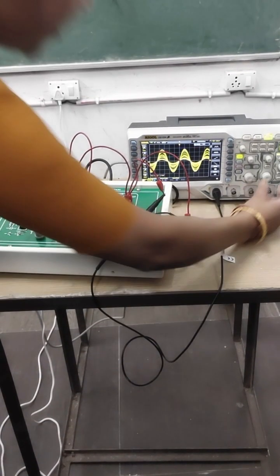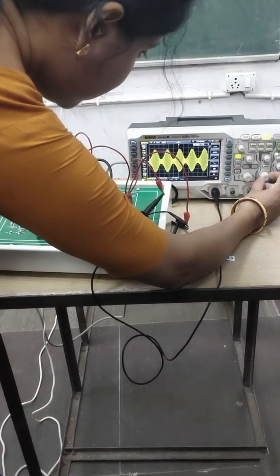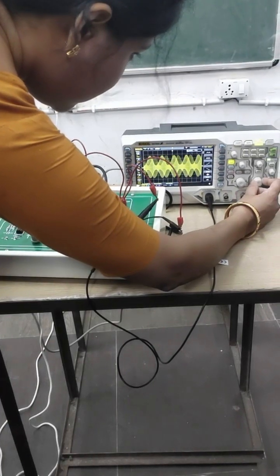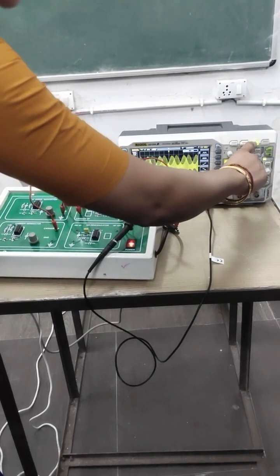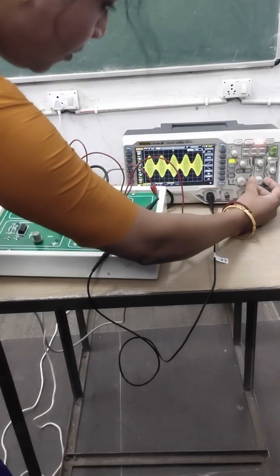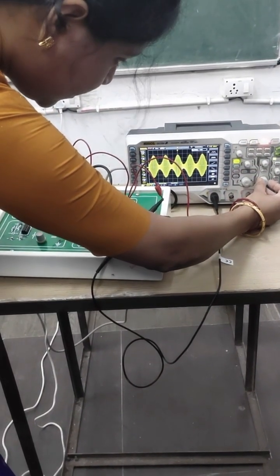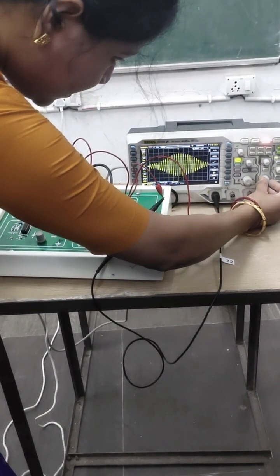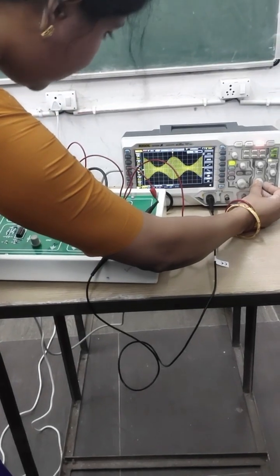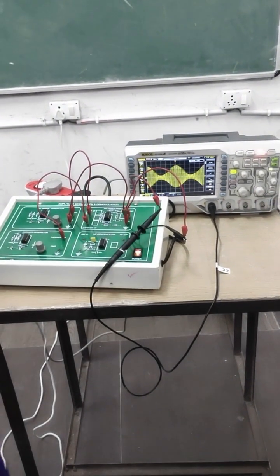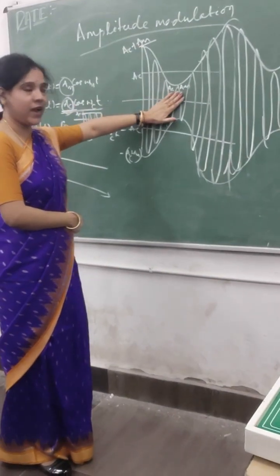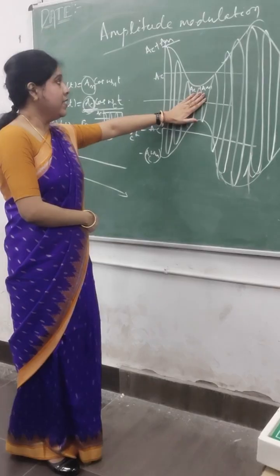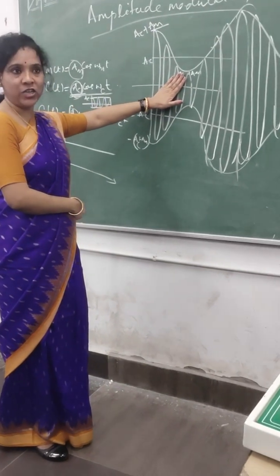You need to adjust it. I am pressing the stop button just for a clear view. Now I am zooming it. See? Here I have drawn this is the value of Ac plus A and this is the value of Ac minus A. This is the under modulation case.